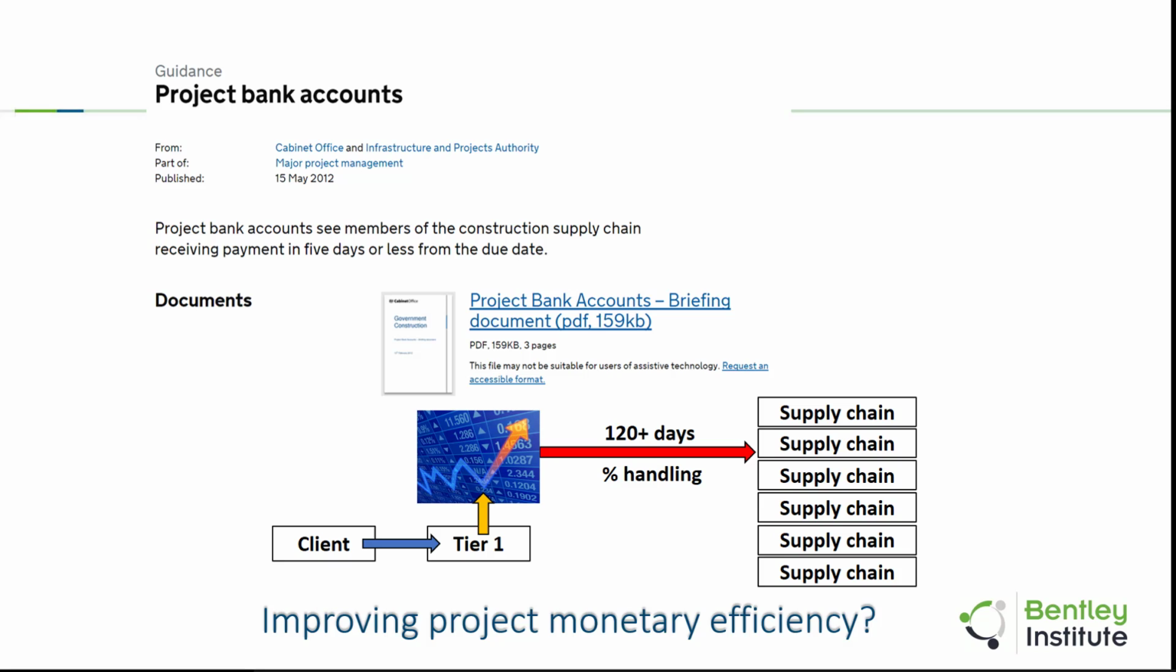With regards to the project bank account, the idea is that there will be a project-specific account from which the supply chain can get paid upon completion of the work at hand, thus bypassing the time higher tier contractors take to process their payments. In the UK, the Welsh Government has mandated the use of PBAs on all building projects procured by government bodies at a value that is over £2 million.